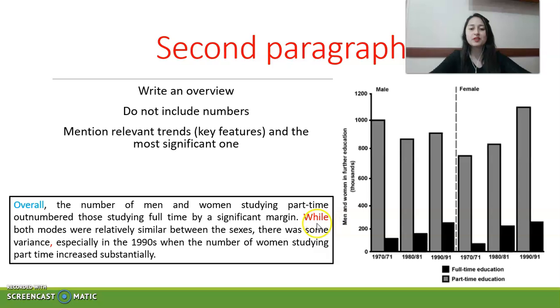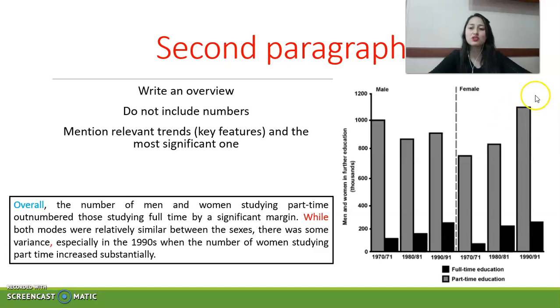Yeah, that's true. Then we have a second sentence, and it says, while both modes were relatively similar between the sexes, there was some variance, especially in the 1990s. Let's take a look at that. When the number of women studying part-time, here, part-time, increased substantially. Yeah, we can see it here. This is the highest point.